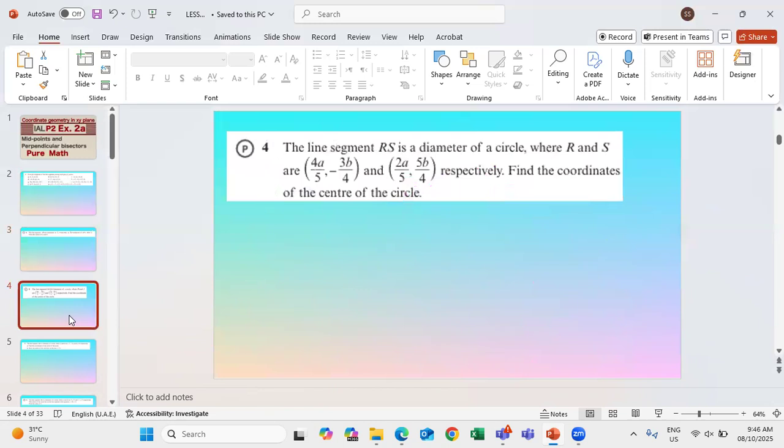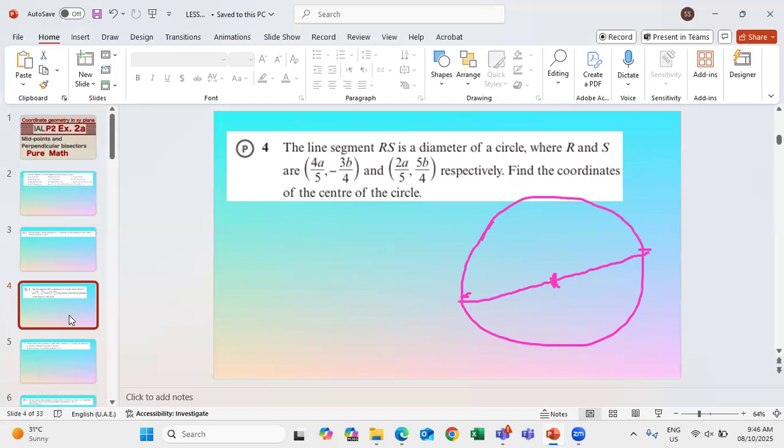The coordinates can be complex, given in the form of roots or fractions like that, but the rest of the process will be the same. The line segment RS is the diameter of a circle. Okay, if I say this is a circle and these are the two endpoints, and when I join them they form a diameter. So obviously the middle point will give you the center of the circle. So we have to find that center of the circle.